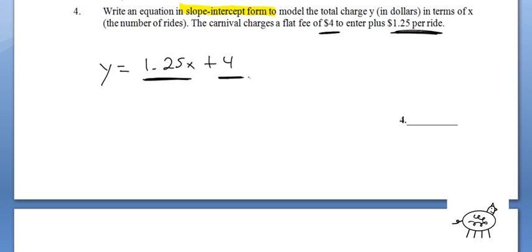And so this is it. I didn't have to do too much here. I kind of gave you everything, because again, this is your variable right here, because it says that much per ride, and this is your fixed cost. Okay, that's number 4. All right, let's look at number 5.